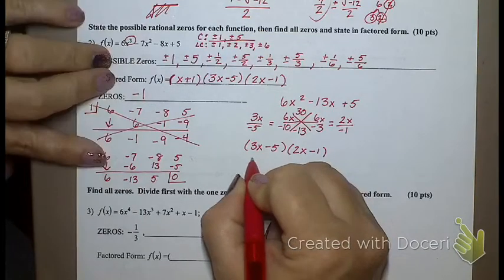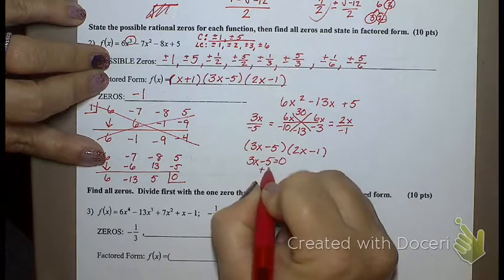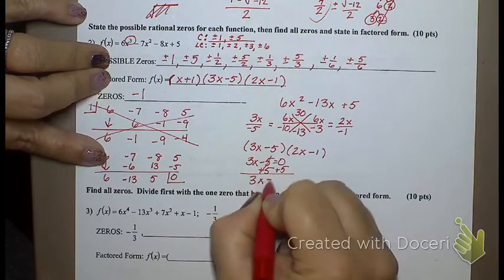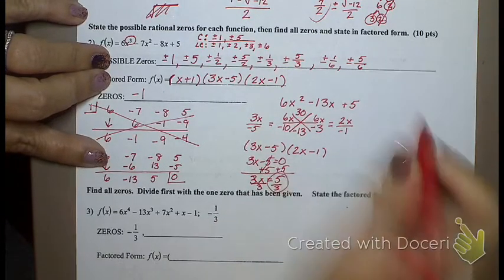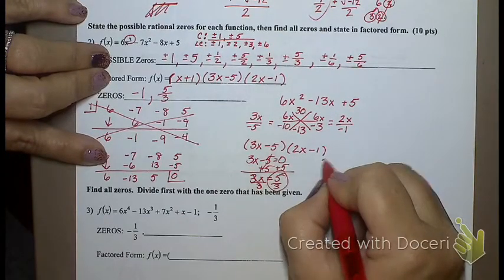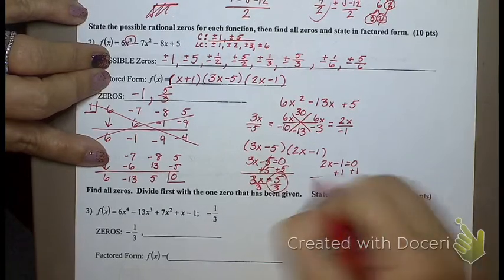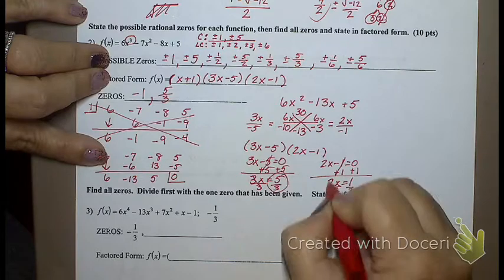I just need to get my other zeros. 3x minus 5 equals 0. Add 5. 3x equals 5. Divide by 3, and x equals 5/3. And over here, 2x minus 1 equals 0. Adding 1, 2x equals 1. Divide by 2, and x equals 1/2.